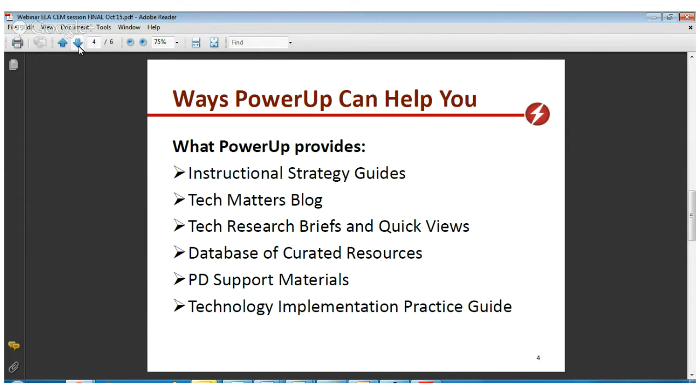You'll find research related to technology and how these tools can be used in your classroom. You'll find a database with curated resources and up-to-date information on technology, practices, trends and strategies. You'll also find professional development support information, whether you're doing self-directed learning or working with a coordinator for professional development. There are all kinds of pre-service and in-service materials. And lastly, you'll find detailed information about how to integrate technology district-wide and school-wide to maximize your technology investment.